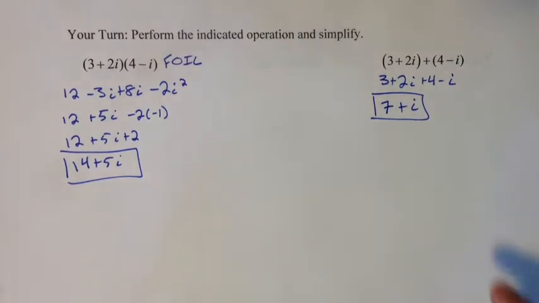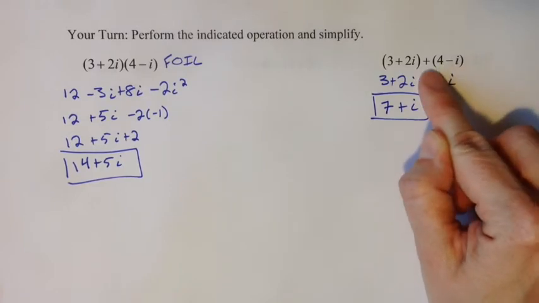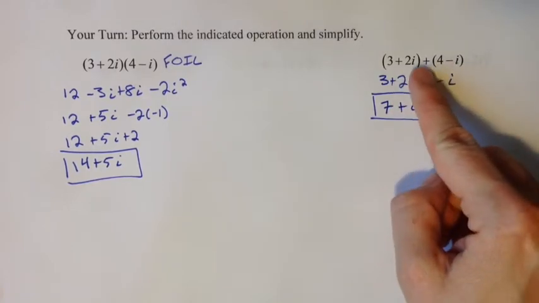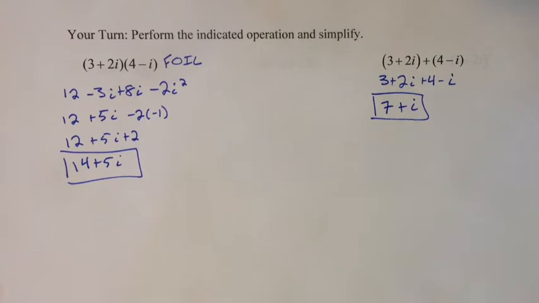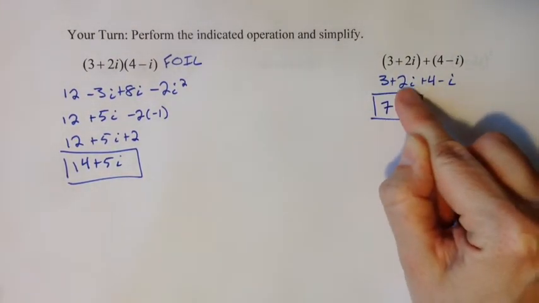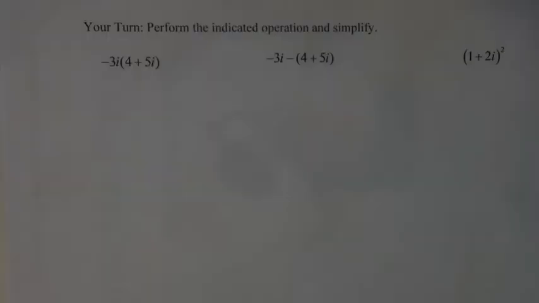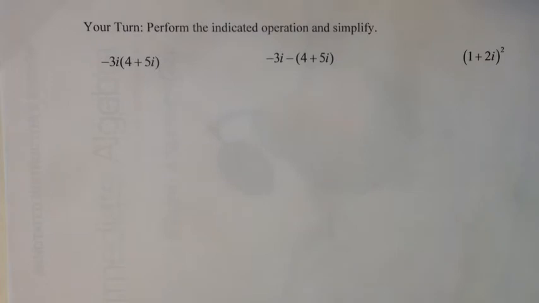So I end up with 14 plus 5i. For my second example, I have the same two numbers, 3 plus 2i and 4 minus i, but they're being added this time. So because they're being added, I can essentially drop the parentheses and just combine like terms. 3 and 4 is 7, 2i, take away 1i, is a single i left over. And just in case you felt like you didn't get enough practice, here's 3 more problems for you to try performing the indicated operation on and then simplifying as much as possible. Go ahead and pause the video and then we'll go over them together.